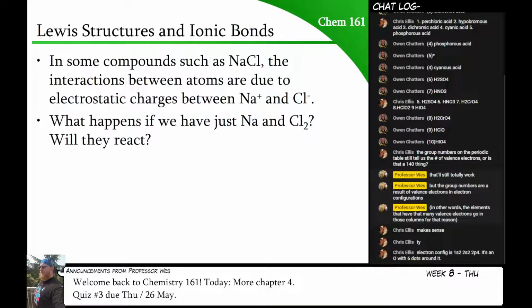So, the first thing that we want to know is, well, okay, if I combine sodium plus and Cl minus, those form into an ionic compound. That's pretty straightforward. We know how that works. However, what if we take regular elemental sodium and chlorine? So first we're going to play a video. We're going to go back to Lonnie's lab here.